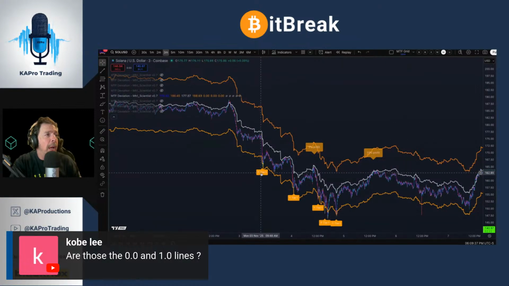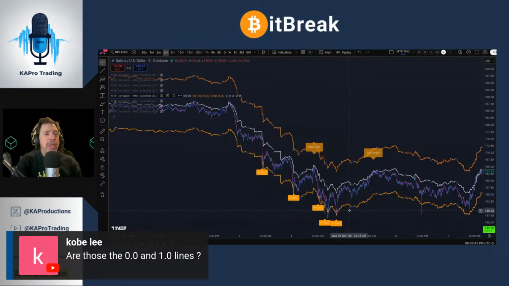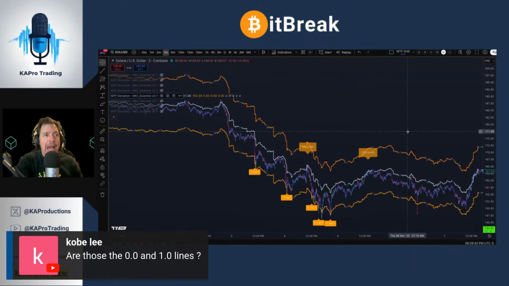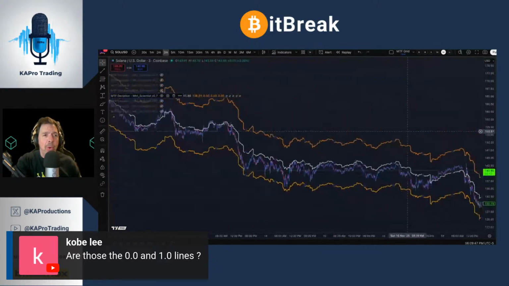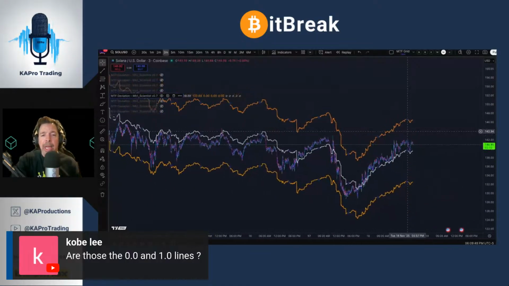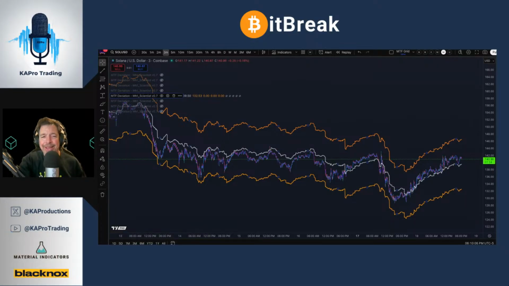This is now at 5% deviation. So you're going to set your deviation settings based on the volatility of the asset that you're trading. Again, hope that helps you out. I've got tutorials for this on the Material Indicators website and on the Material Indicators YouTube channel. You can find them there. And if you need more help with it, just DM me and I'll be glad to help you out, because that's what I do.